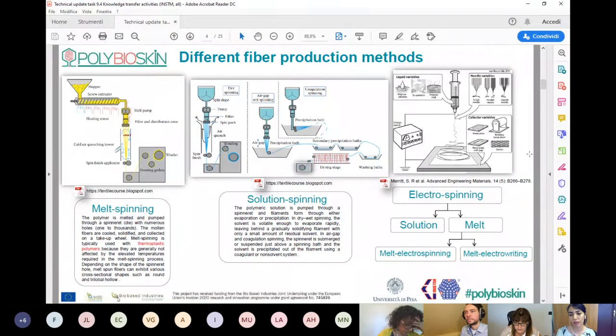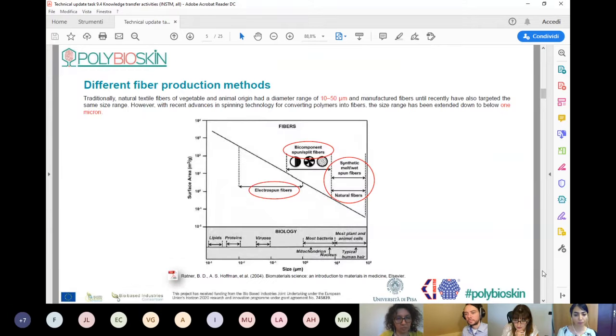And here you can see electrospinning, which we are using to produce ultrafine fibers, even in the nano range. As you can see here, we can use solution or melt in this technique. And in melt, we also have two categories, melt electrospinning and melt electrowriting, which I am going to explain in more detail.